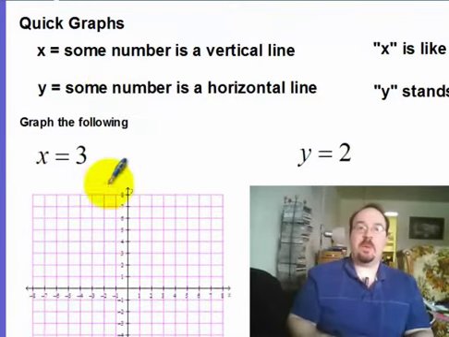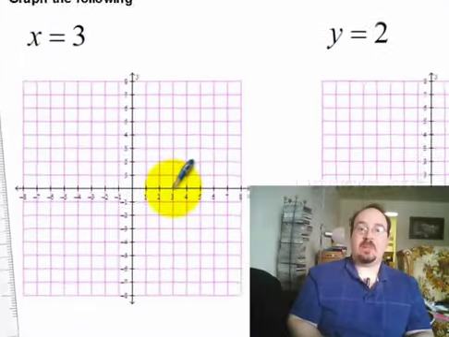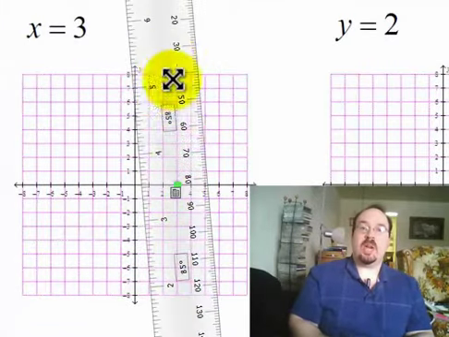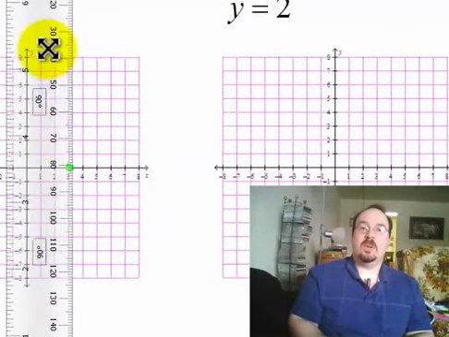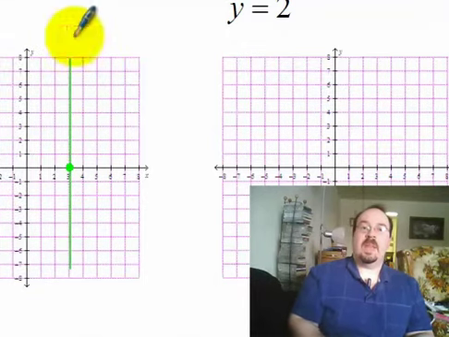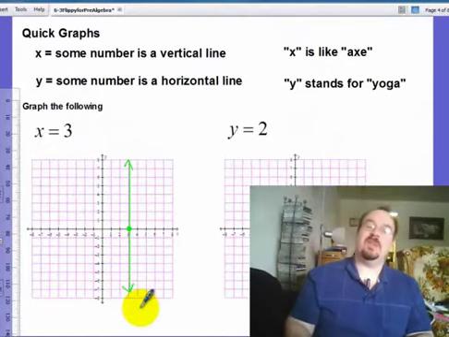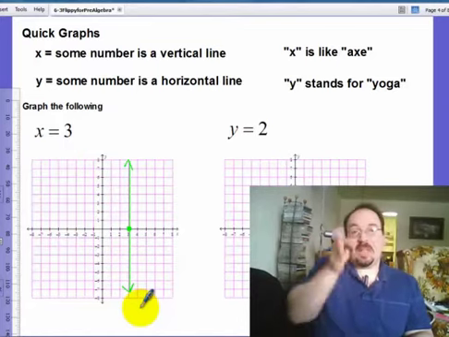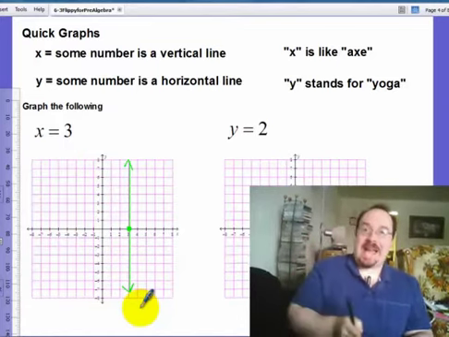So for this example, graph x equals 3. I'm going to find 3 on x, and I'm going to draw a vertical line through it. Okay? So there we go, and that is my graph. And I probably should put arrows there. I sometimes forget to put arrows on these. But that's what a vertical line looks like. I realize that the y-axis goes like this, but if you have x equal to a number, it's x, ax.